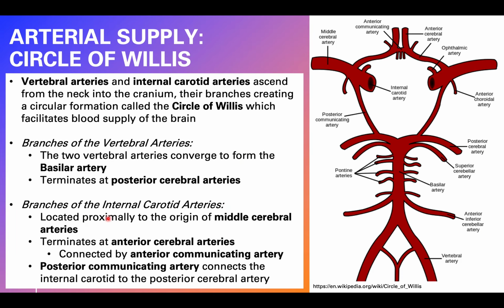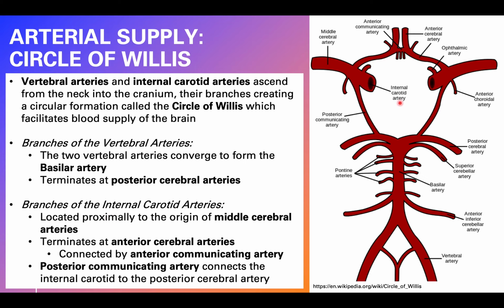Finally, we will discuss arterial supply of the brain. Blood supply to the brain is carried out by the vertebral arteries and the internal carotid arteries, which arise from the neck and travel to the cranium. The branches of these arteries form a circular structure known as the circle of Willis, which is located on the inferior surface of the brain.